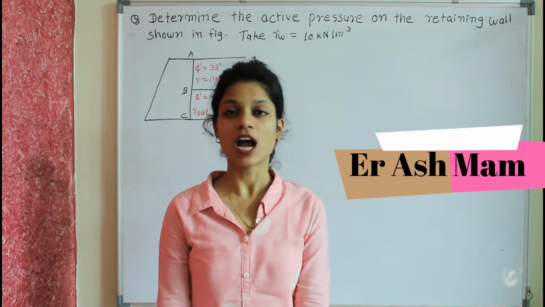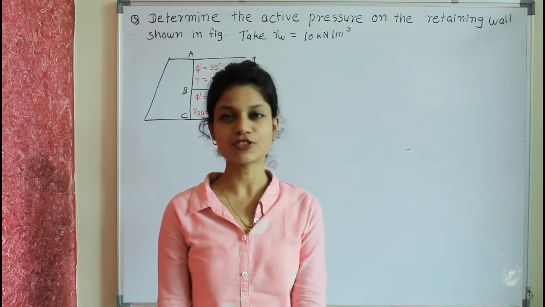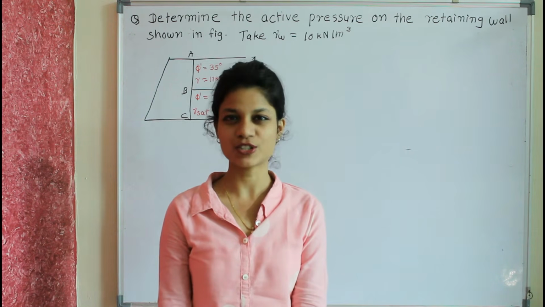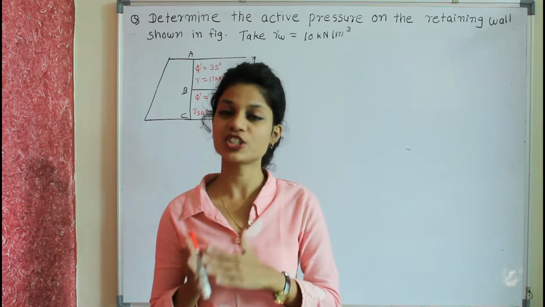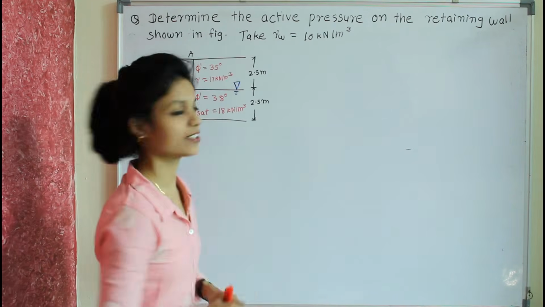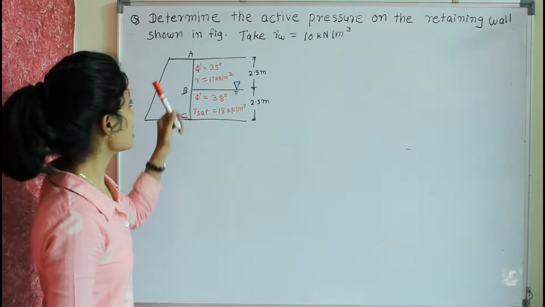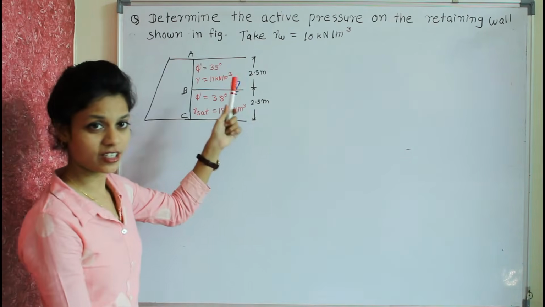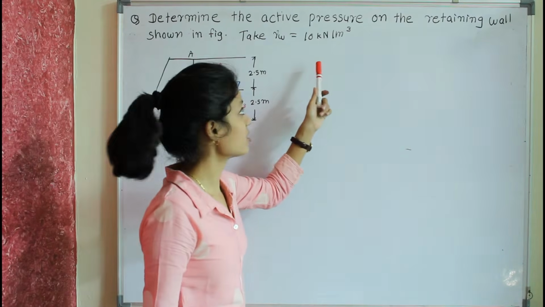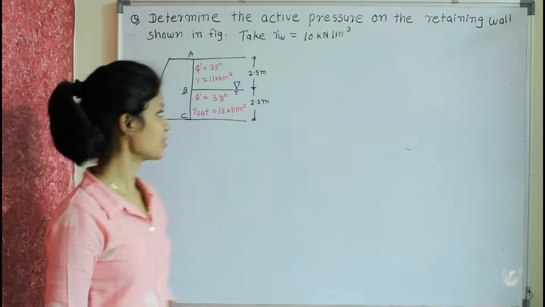In this video, I am going to explain different types of retaining wall numericals based on active earth pressures and rest conditions and cohesive and cohesionless soil. Okay, so let's start. First question, determine the active pressure on the retaining wall shown in the figure. Take unit weight of water as 10 kN per meter cube.